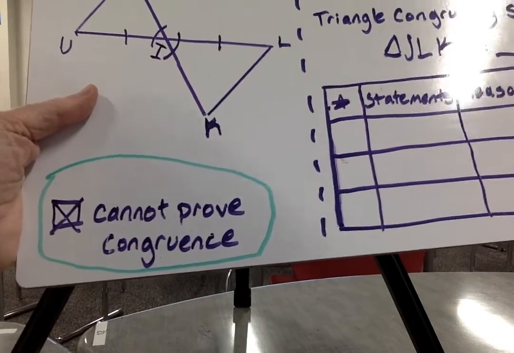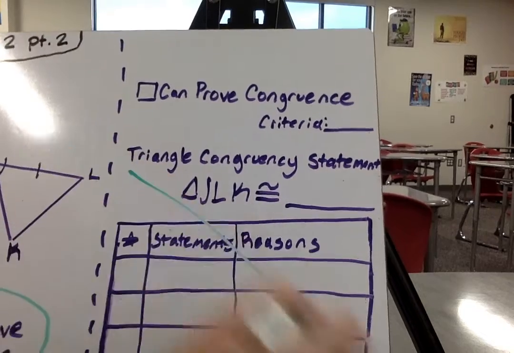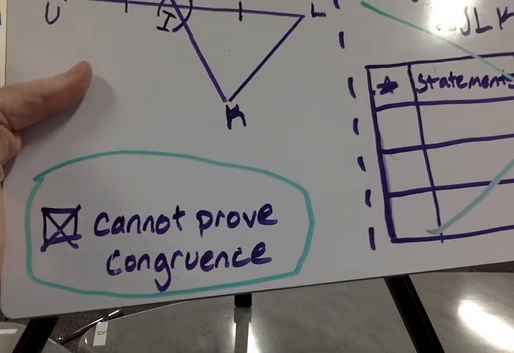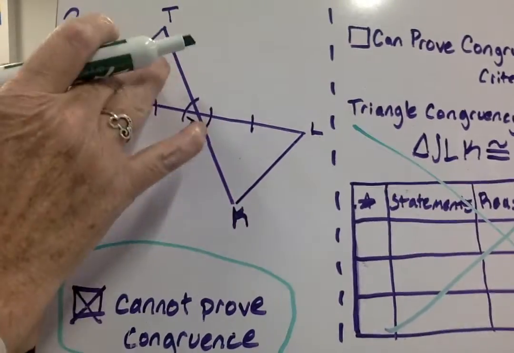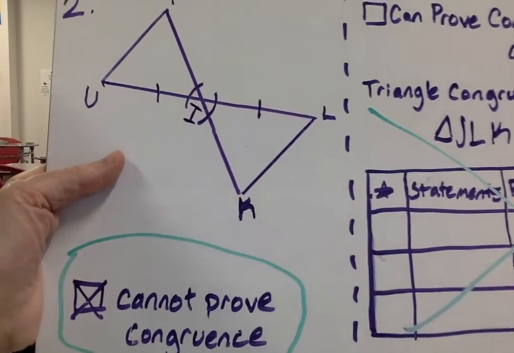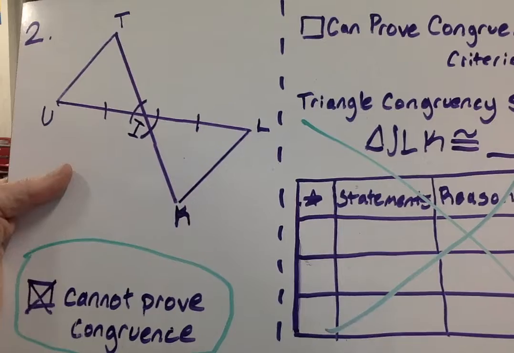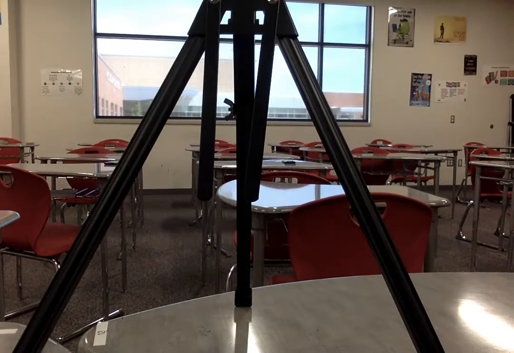Okay, so only two things, you cannot prove congruence, and you don't need to fill any of that out because there's no way to prove congruence when you only know two things about the triangles. You need to know at least 3 things. Okay? And again, that's number 2. We're going to go on to the next page.